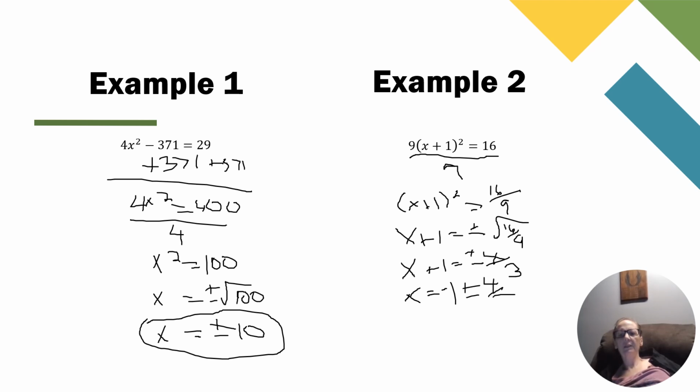So you're going to have two answers here. Negative 1 plus 4/3 is 1/3. And negative 1 minus 4/3 is negative 2 1/3, or you can write it as an improper fraction, negative 7/3. Your choice.